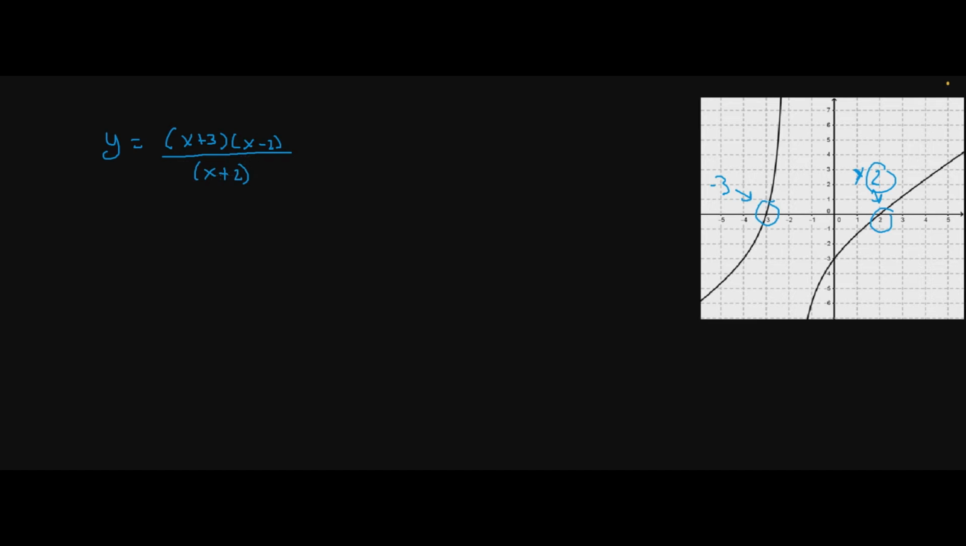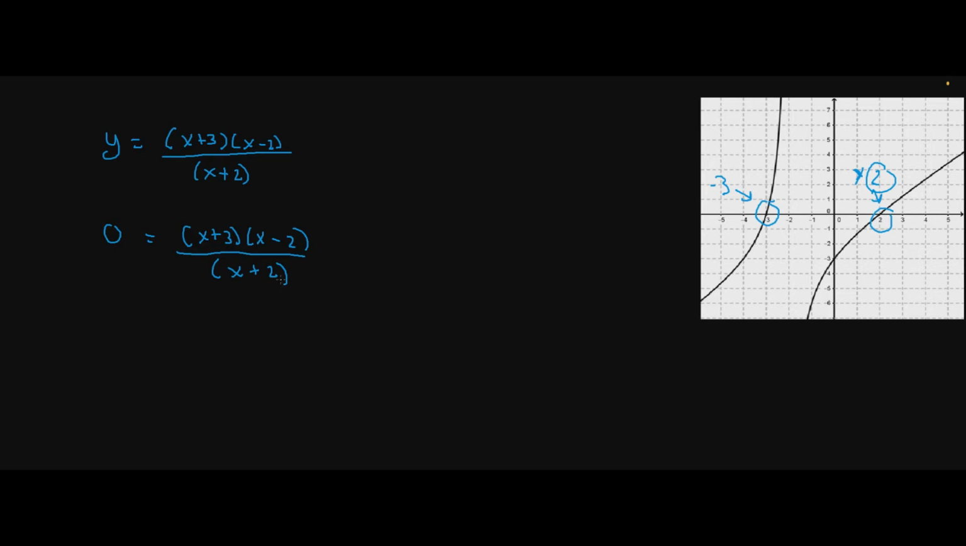Like before, if we want to find the x-intercepts of this rational function, we now have basically a polynomial on top divided by another polynomial. The basic principle is the same: our y value is still 0. So we set it equal to 0, and we get x plus 3 times x minus 2, all divided by x plus 2.